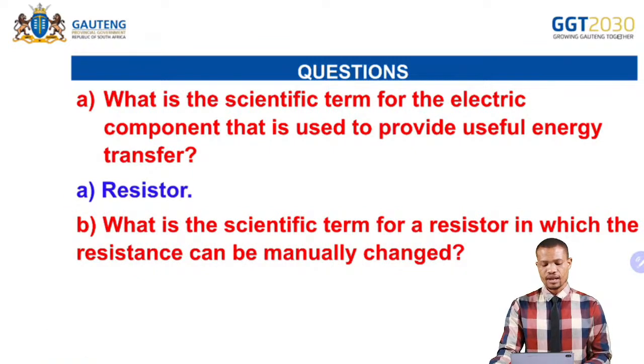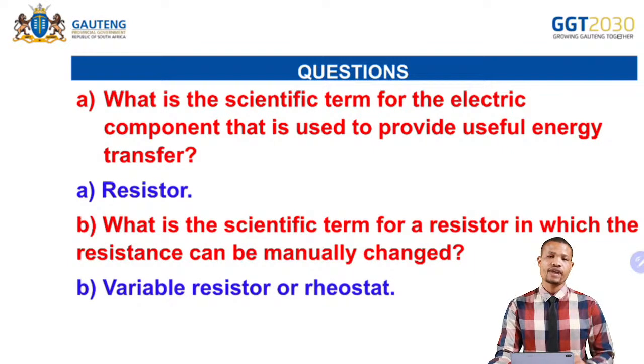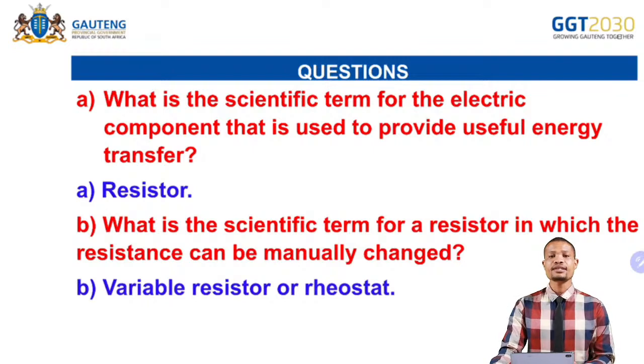Well done. Question B. What is the scientific term for a resistor in which the resistance can be manually changed? Can you see that question B gives you an answer to question A, but they are not the same question, okay? Just don't make that mistake. So what is the scientific term for a resistor in which the resistance can be manually changed? Yes, that is correct. It is called a rheostat or a variable resistor.